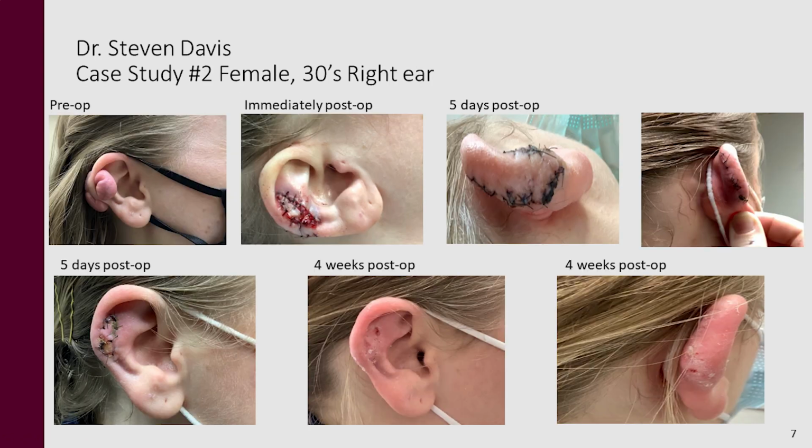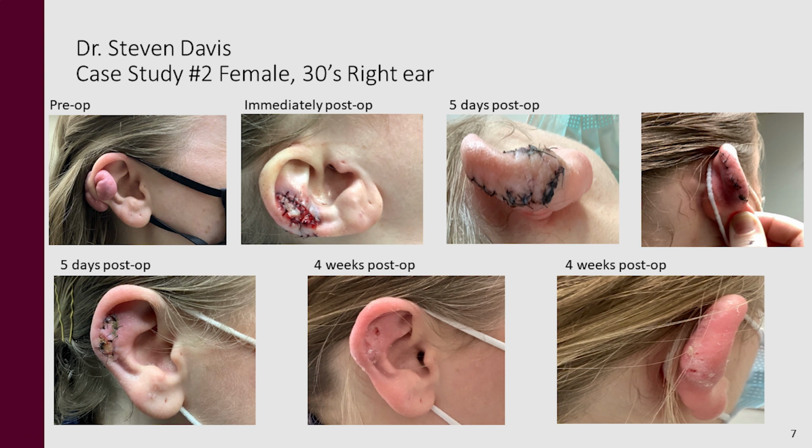But this is the same woman on the right ear, and you can see again she had a lump on the front, a lump on the back. Here I actually did a partial graft, and 4 weeks post-op, that was the pinna. That was the one from the back side. It was healing and fine. The grafts often crust over a little until they finally take. 5 days post-op, you can see what it looked like. 4 weeks post-op, it's looking pretty good.